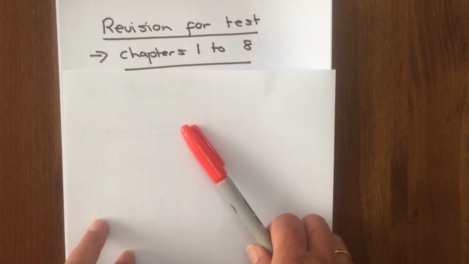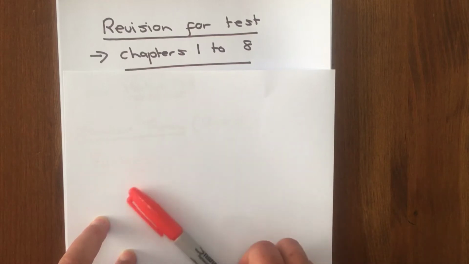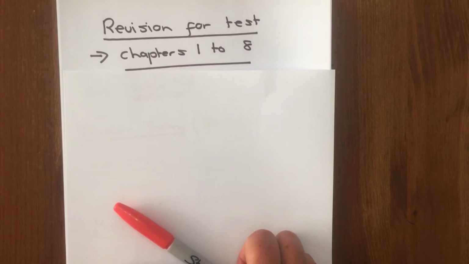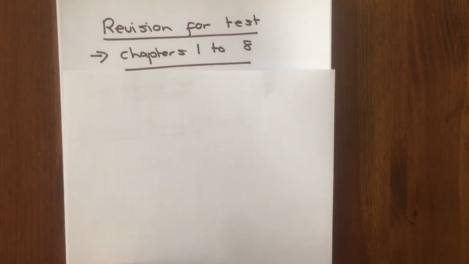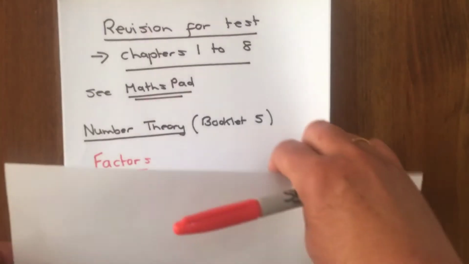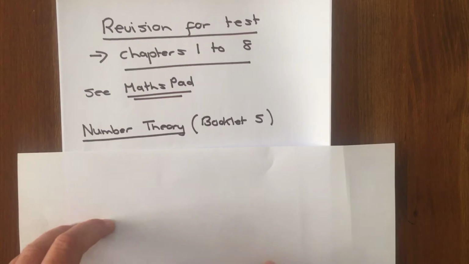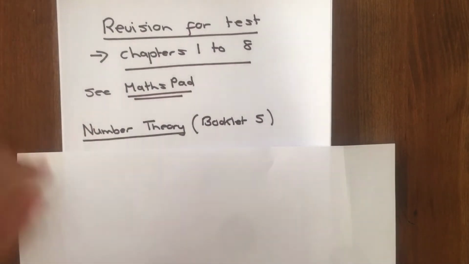It's going to be set on MathsPad, so you're used to using MathsPad, and just do the best you possibly can. I've got loads of results for you from other tests and all your work you've been doing during lockdown, so please don't worry, just do the best you can on this. So today I'm going to focus on number theory, which was booklet 5, and tomorrow I will focus on fractions, decimals and percentages. Okay, so both these topics are coming up in your test this Thursday.